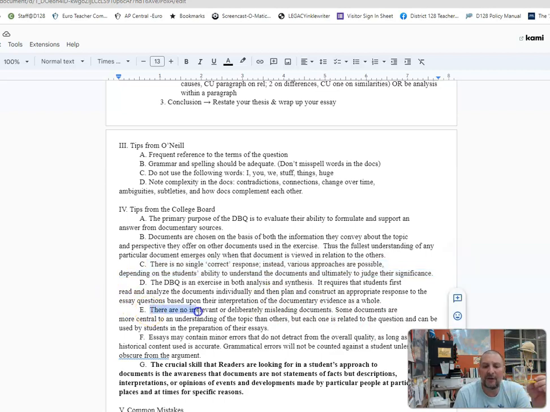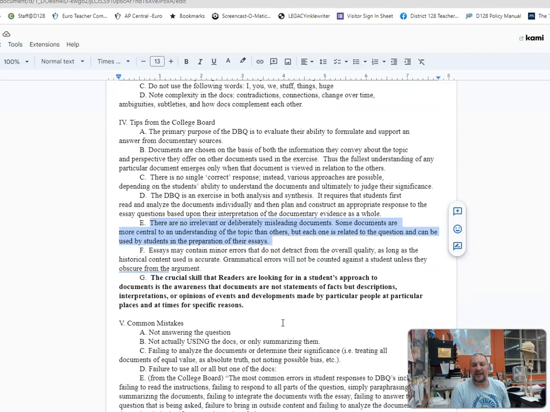There are no irrelevant or deliberately misleading documents. Some may be more central to understanding the topic than others, but all of them are related to the question and can be used to answer the question. They're not trying to fool you. I promise you, no matter what the docs say, they're not trying to. They have a path in mind that they're trying to lead you down, but it's just one of multiple paths that you can take.